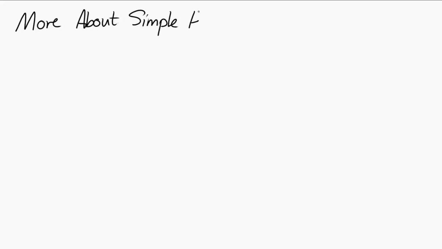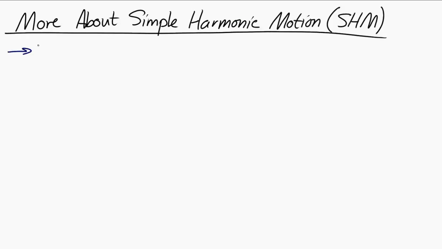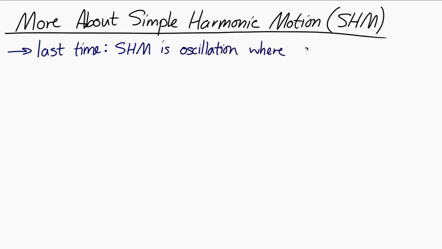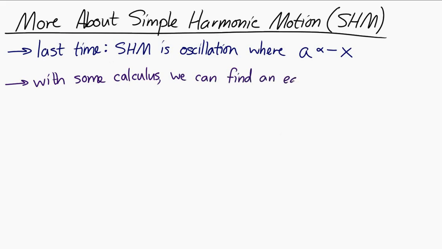Let's take a look at more about simple harmonic motion. So we saw last time that simple harmonic motion is simply a special type of oscillation where the acceleration is proportional to the negative of the displacement. Well, it turns out that with a little bit of calculus, you can take this proportion and turn it into an equation. And if you do that, you get something called the governing equation for simple harmonic motion.